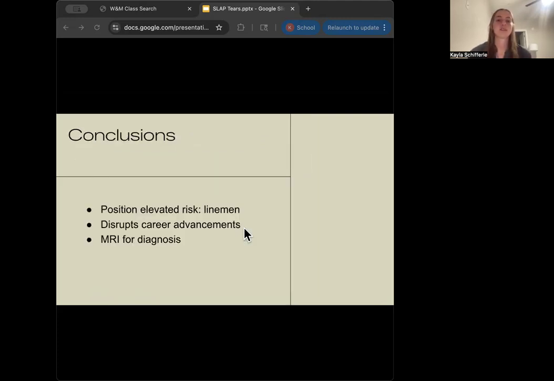In conclusion, SLAP tears can influence a football player's ability to play and disrupt advancements in their career if not taken care of properly. While manual examinations can be beneficial, SLAP tears can only reliably be diagnosed with an MRI. Once diagnosed, the type and duration of treatment correlates to the severity of the tear and the level of play an athlete wishes to return to. Despite generally lower success rates for returning to high levels of play after a SLAP tear, it is always possible with proper care.